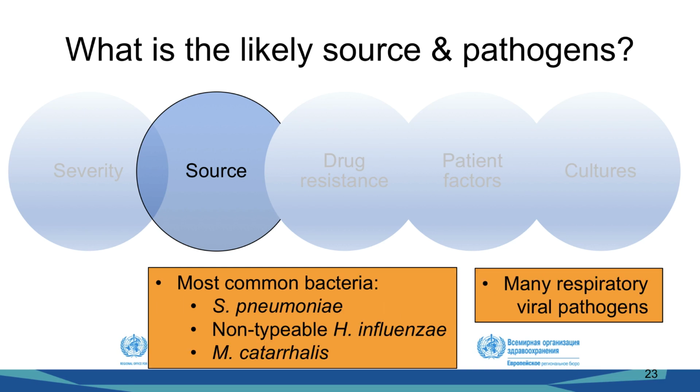The most common bacterial pathogens associated with acute otitis media include Streptococcus pneumoniae, non-typable Haemophilus influenzae, and Moraxella catarrhalis. Vaccination rates, including pneumococcal vaccination, impact the relative prevalence of these organisms. However, studies have also isolated many different respiratory viral pathogens. Co-infection with viral and bacterial pathogens is also common.